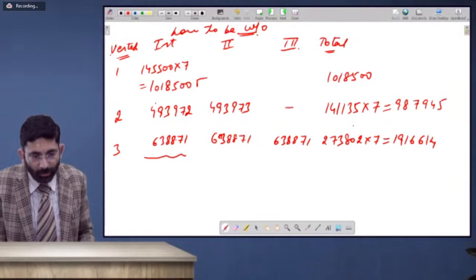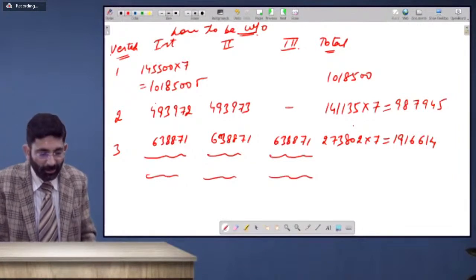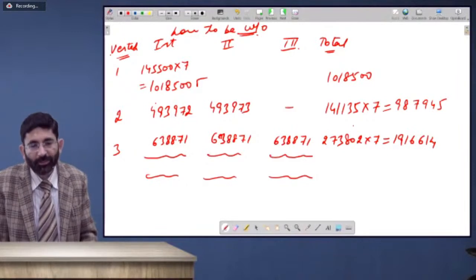So at the end of first year, 3 groups are there to be written off. So total loss will be after adding these at the end of first year, at the end of second year, at the end of third year.